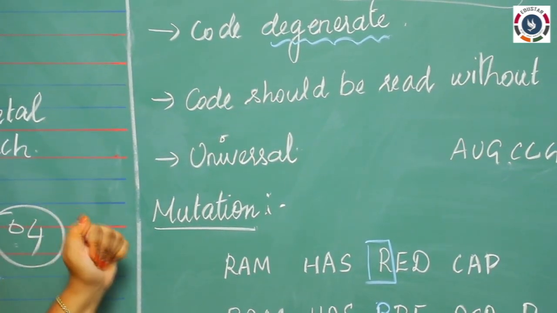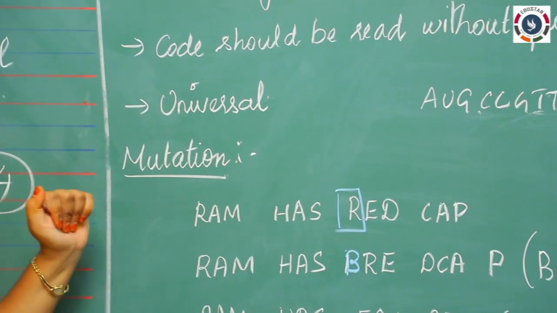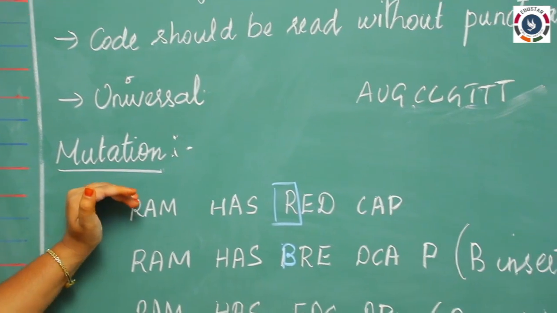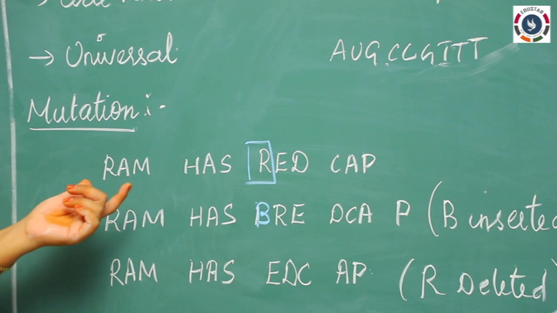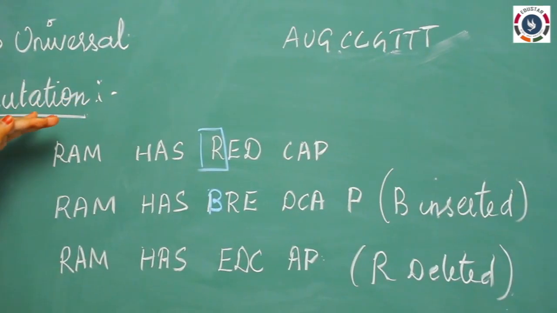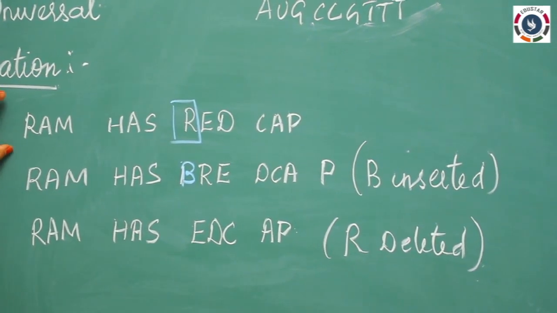Coming to the mutations, we have read in the last chapter itself about point mutation and deletion. Here, the insertion as well as the deletion will change the reading frame itself. I will give you an example. See here, Ram has a red cap. So this is the normal sequence. Consider this as the DNA sequence. This is the normal one.